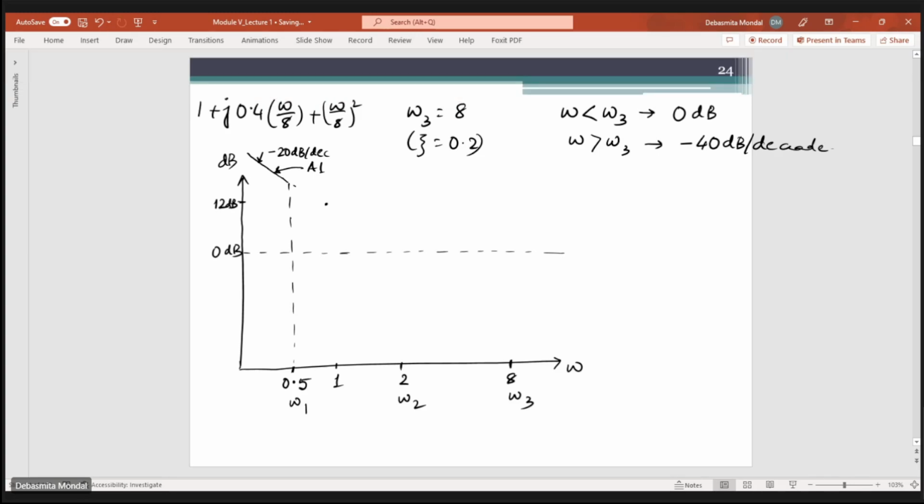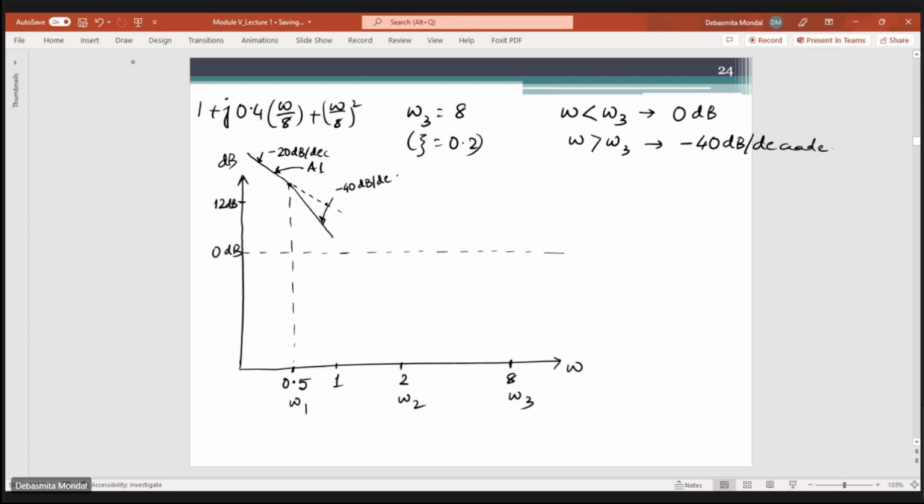So the straight line would have continued later on also, but before continuing, it has already hit the first corner frequency, and at this corner frequency there is a change in slope. So the change in slope means another 20 dB per decade will be added. So the overall slope will become 40 dB per decade now.